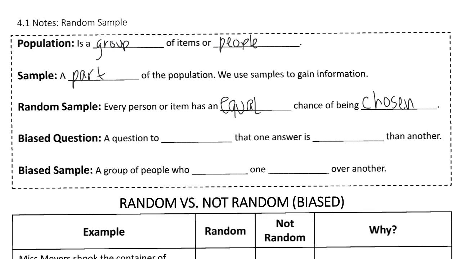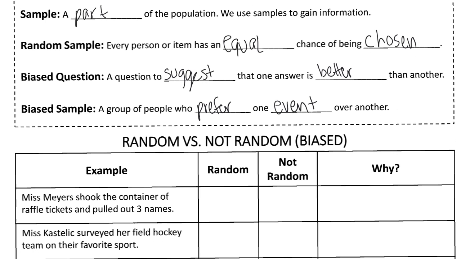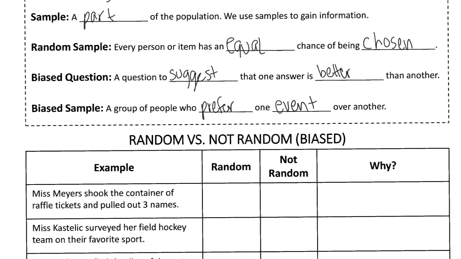Okay? A biased question is a question that suggests that one answer is better than another. So that's mostly something you'll see in a debate. A biased sample is a group of people who prefer one event over another.